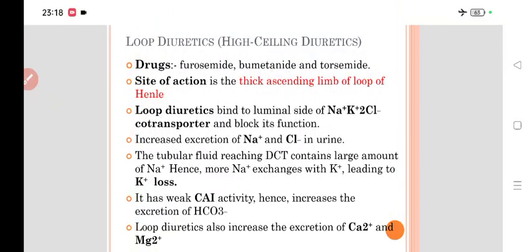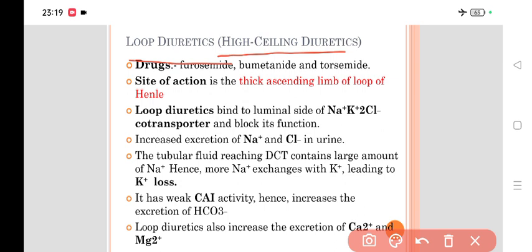Today we are going to talk about loop diuretics. Drugs in that category are furosemide or Lasix, bumetanide, and torsemide. These are the loop diuretics, also called the high ceiling diuretics.